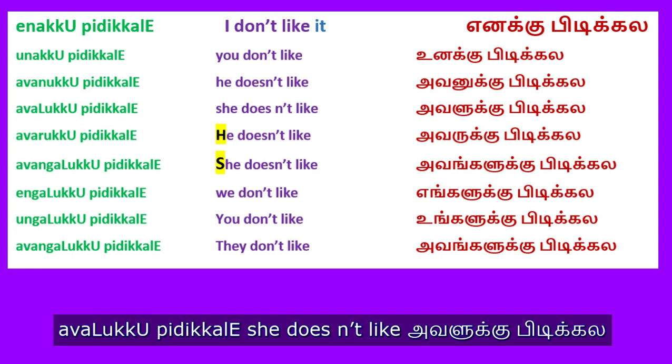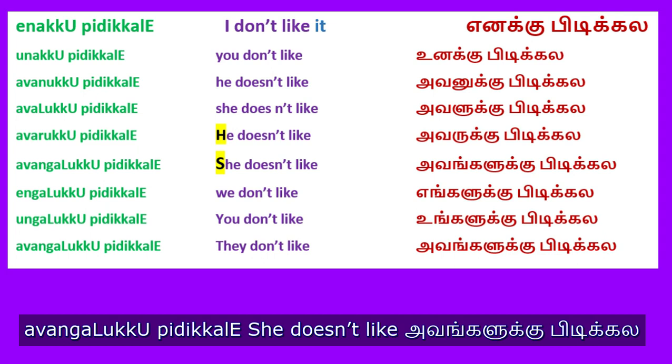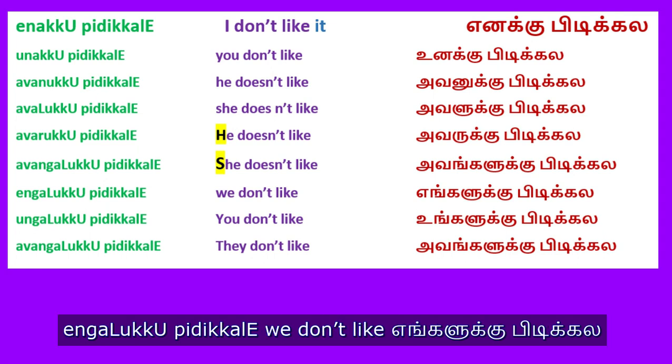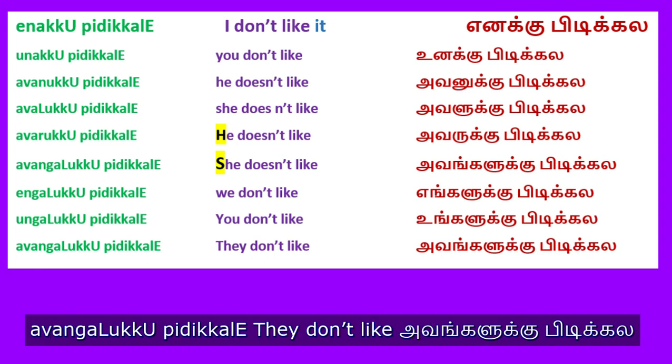அவனுக்கு பிடிக்கல. அவளுக்கு பிடிக்கல. She doesn't like. அவருக்கு பிடிக்கல. He doesn't like. அவங்களுக்கு பிடிக்கல. She doesn't like. எங்களுக்கு பிடிக்கல. We don't like. உங்களுக்கு பிடிக்கல. You don't like. அவங்களுக்கு பிடிக்கல. They don't like.